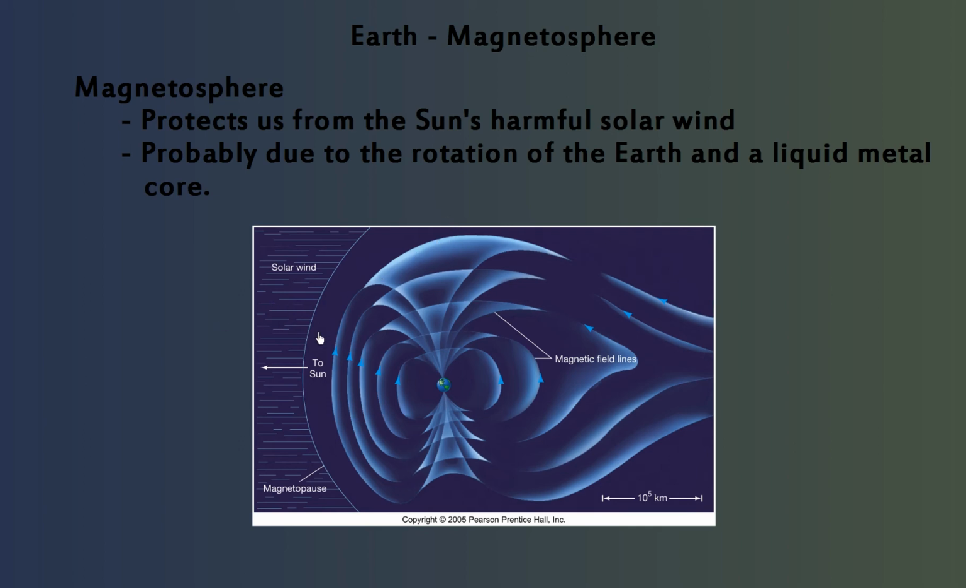The sun is constantly shooting out high energy, high radiation particles. That's very damaging to life, and so if it wasn't for this magnetic field, a lot of these particles would bombard the Earth.